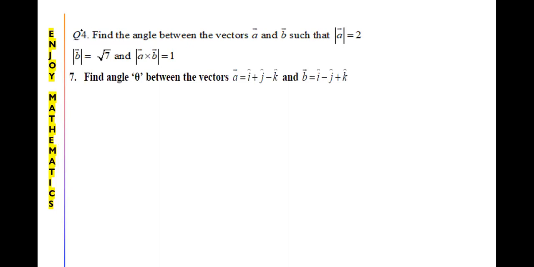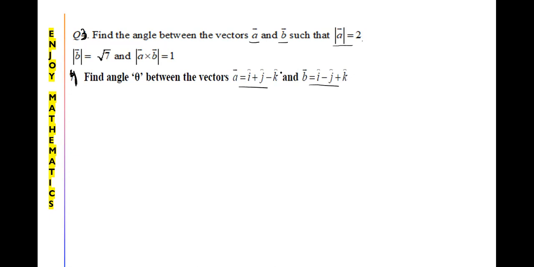So this is your question number 3 and question number 4. Okay, so this question may come in 2 marks. Find angle between the vectors A and B such that magnitude of A is 2, magnitude of B is root 7 and magnitude of A cross B equal to 1. And in fourth question it is given, find angle theta between the vectors A and B.